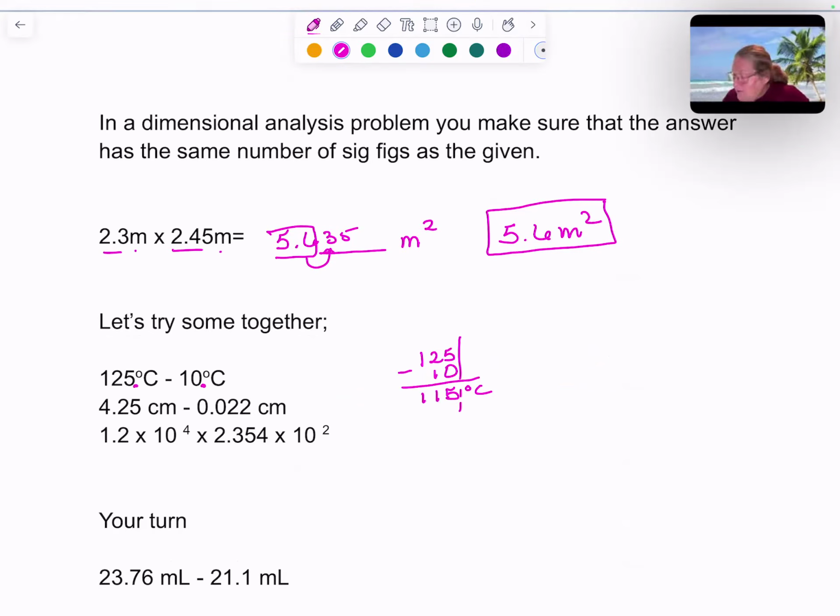Okay, on this next one, we're doing a subtraction again. So we have 4.25. That's a 2. 2 doesn't look like a 2. Let's start again. Sometimes my Apple Pencil doesn't really. There we go.